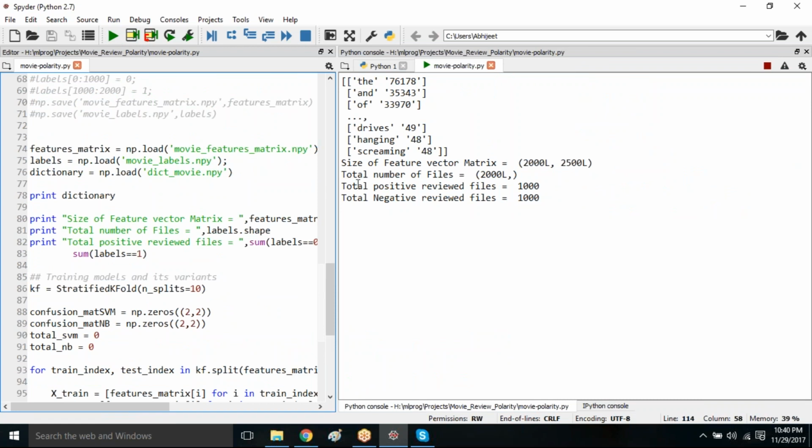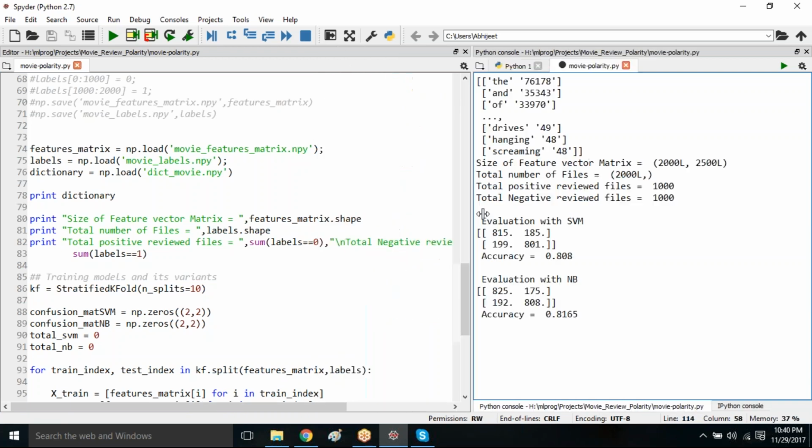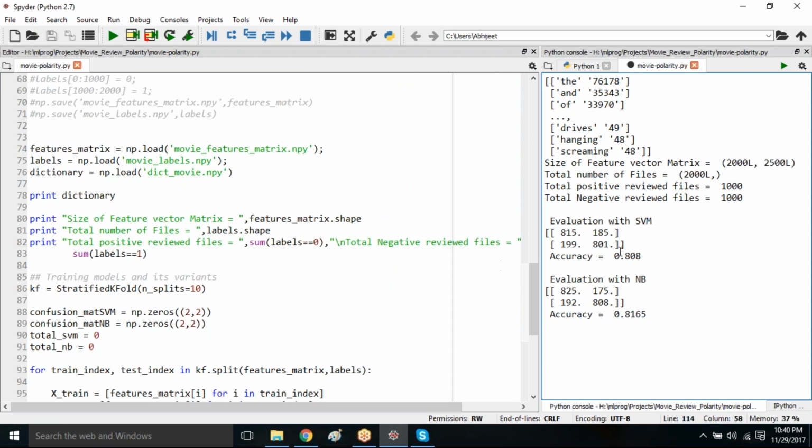So you see how much accuracy has come: with SVM 80%, with naive Bayes 81.65%. With the bag of word model feature, you got almost 81%, or you can say with naive Bayes 82% accuracy on this particular data set. Out of 2000, it will keep say 200 files for testing and the rest for training, and then again it will keep on doing that.